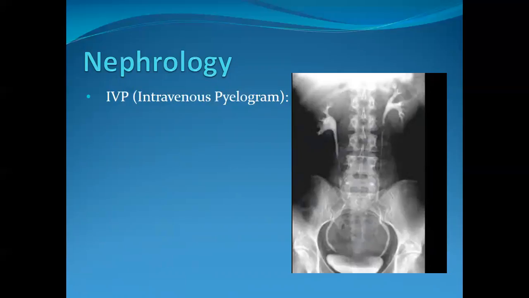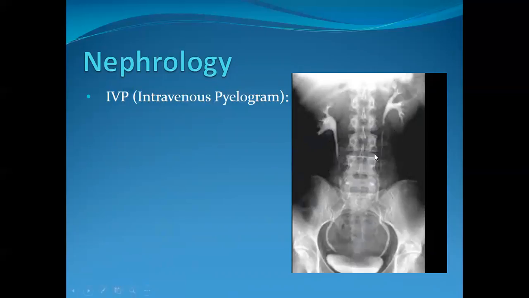Because what we're doing is taking multiple KUBs of the individual, and sometimes we'll do upright images, but they're usually multiple KUBs of the person after we give them contrast. So we'll do a pre-contrast KUB to look for calcifications, and then we'll give contrast and take pictures. You'll do almost an immediate picture after you give contrast. Then you may do it 3 minutes later, 5 minutes later, 15 minutes later, 20 minutes later.